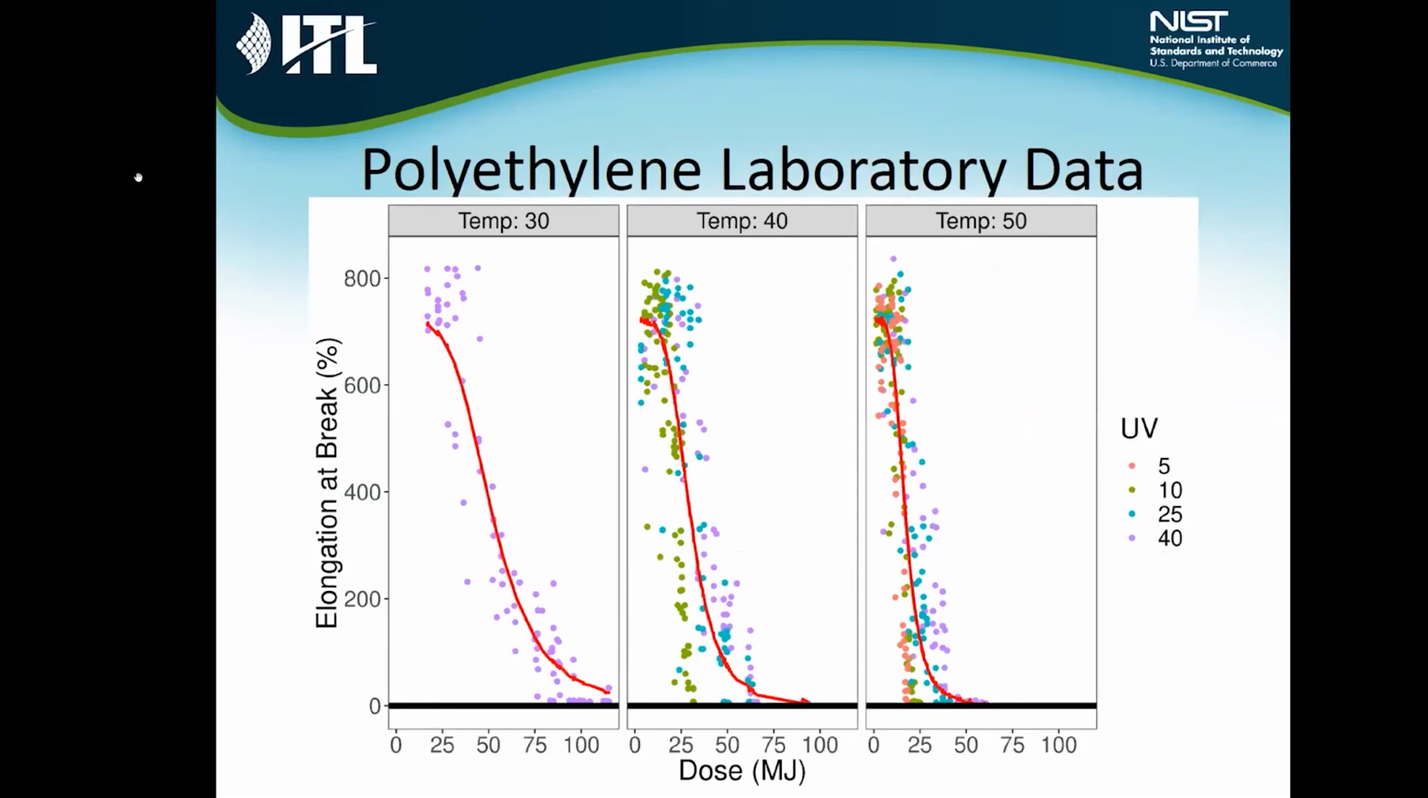So again, showing some data. Here is the laboratory data for the polyethylene experiment. In this case, as opposed to varying two weathering factors, only one weathering factor was varied, and that was temperature. As we go from 30 degrees Celsius to 50 degrees Celsius, the degradation rate is accelerated because the curves decrease to zero more quickly.